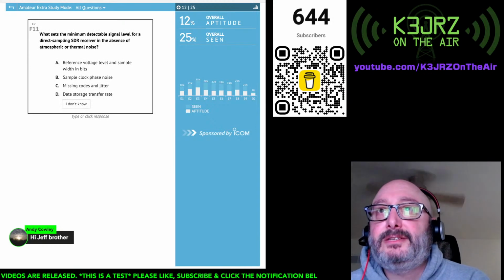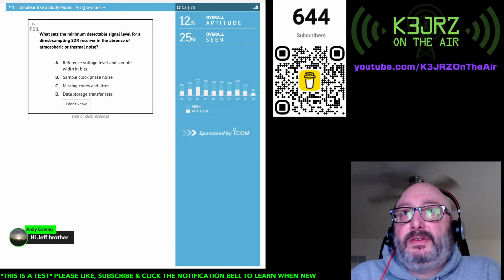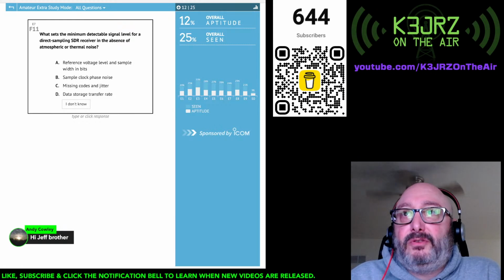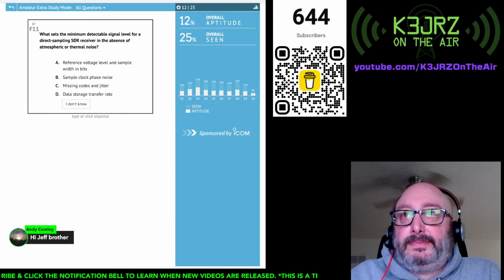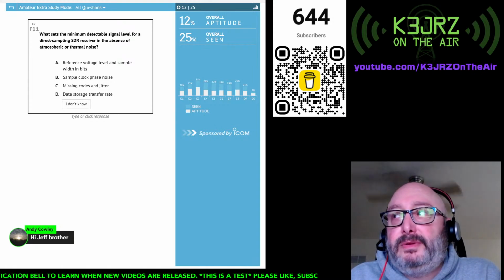How you doing, guys? What's the maximum detectable signal level of a direct sampling SDR receiver in the absence of atmospheric or thermal noise? Reference voltage level and the bits.